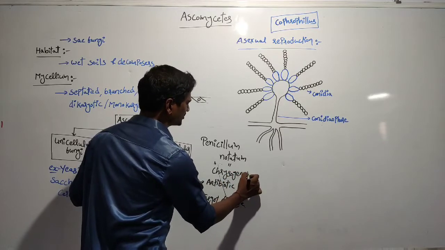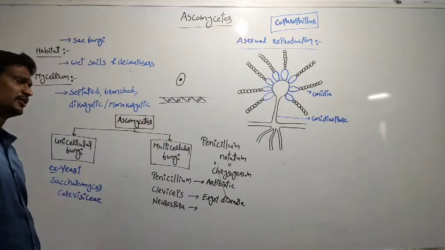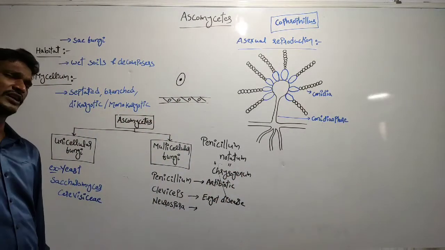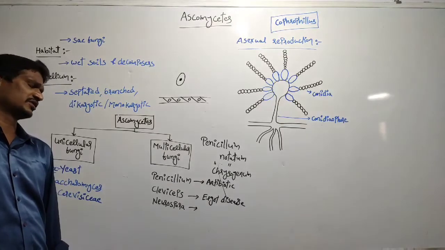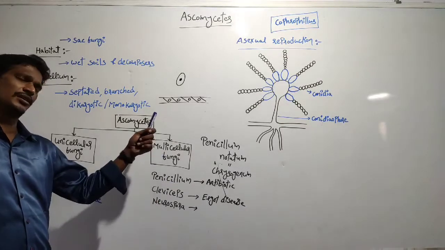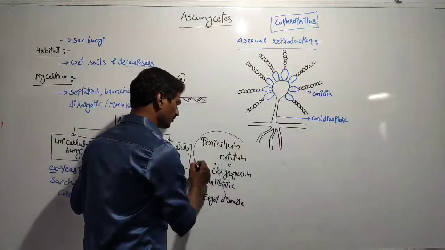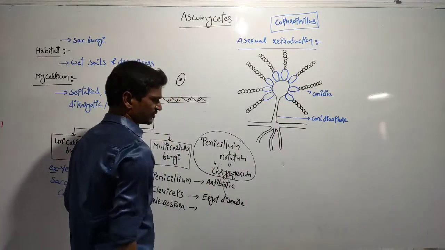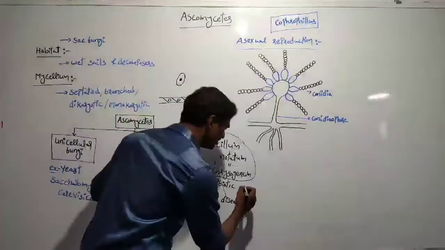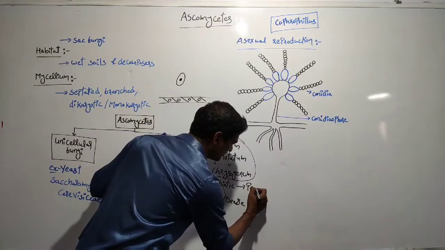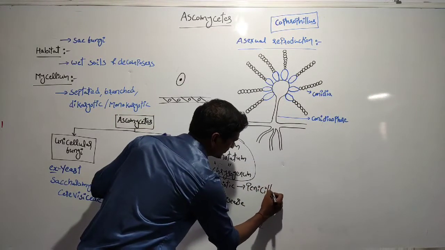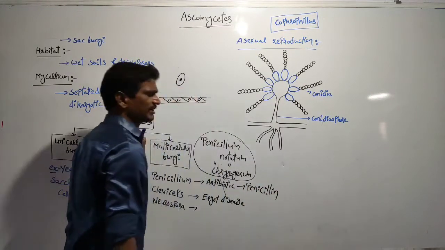Another one is Penicillium chrysogenum. So Penicillium rotatum and Penicillium chrysogenum are the Penicillium species which are responsible for the production of penicillin. Penicillin is an antibiotic.